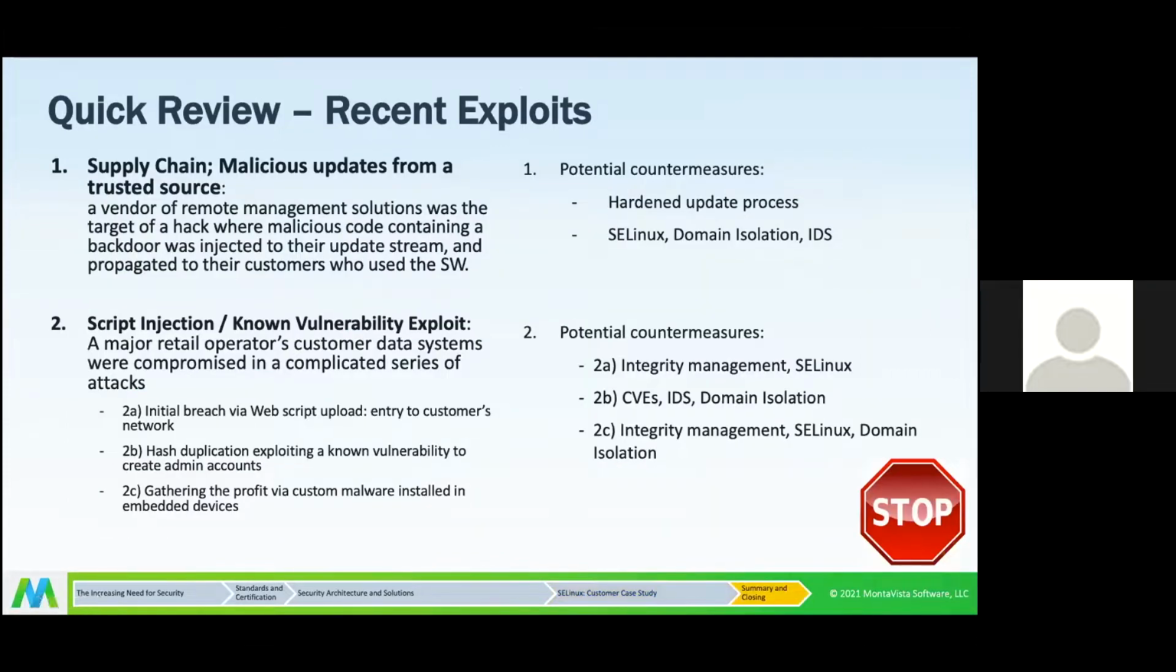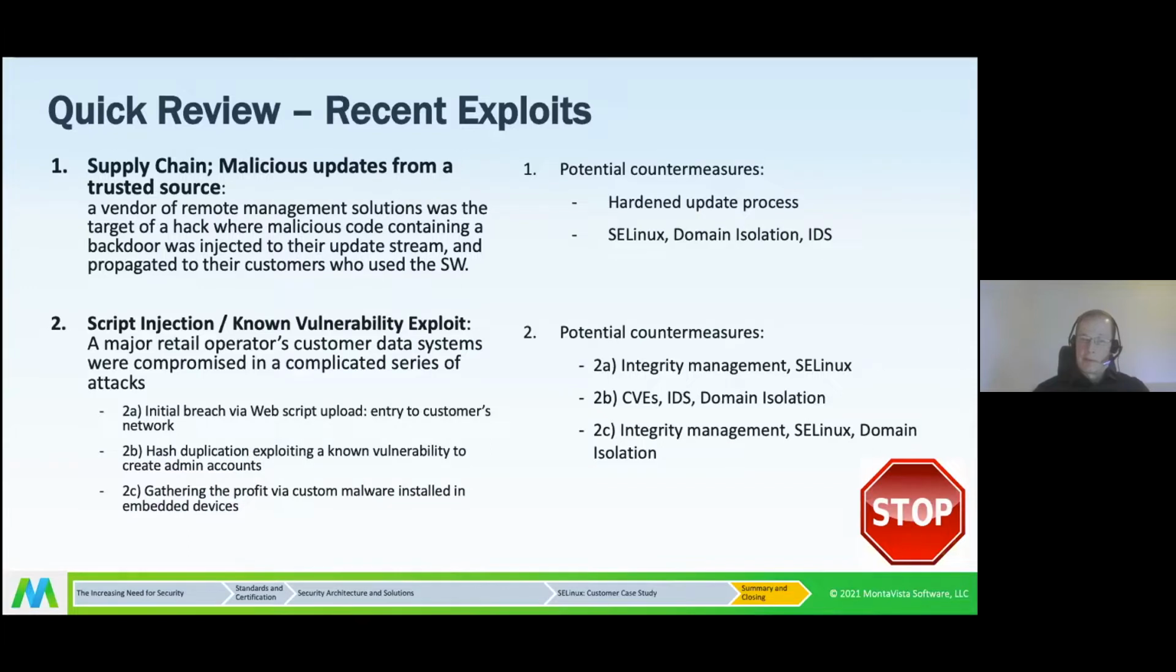So just for a final slide before we wrap up, we could take a quick review of the exploits we covered in the beginning. The first was this supply chain attack, where the malicious updates were coming from a trusted source. So the idea was that the hack itself was in the very early phase in the supply chain. So the update itself was malicious, though considered secure. So what we could have done here is that obviously we have to have a hardened update process. I mean, the supply chain attack is somewhat of a semi-security exploit or meta security exploit, so it's hard to protect against.